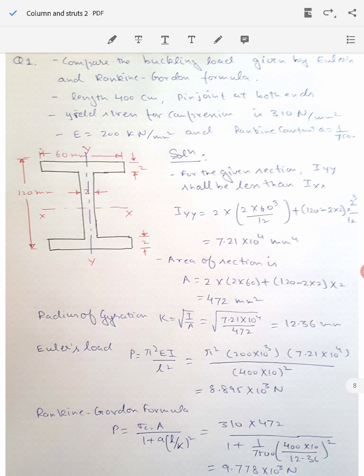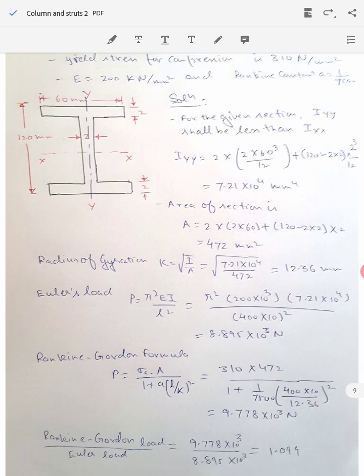Now first thing is first, let's start with the Euler's load, and we calculate the value of Euler's load here, that is pi square EI by L square. As it is having the hinged end, so simply the equivalent length will be equal to L, so we substitute only L here. So after substituting the value of modulus of elasticity 200 into 10 to the power 3, the I value that we have calculated above, and the length value as 400 centimeter, 400 into 10 whole square, we can calculate the crippling load as 8.895 into 10 to the power 3 Newton, or 8.895 kilonewton.